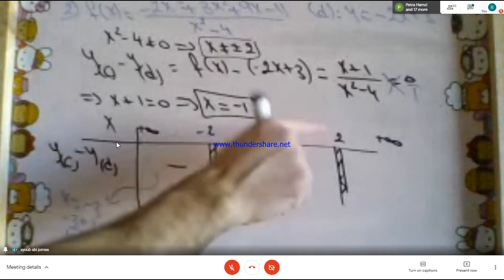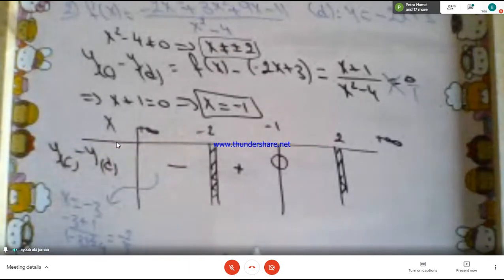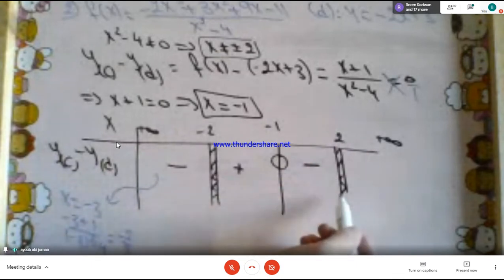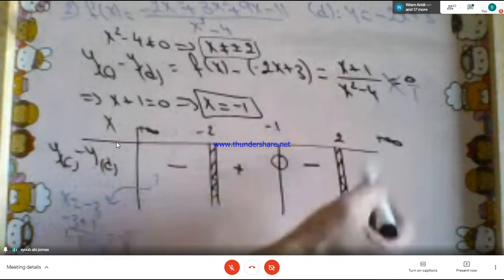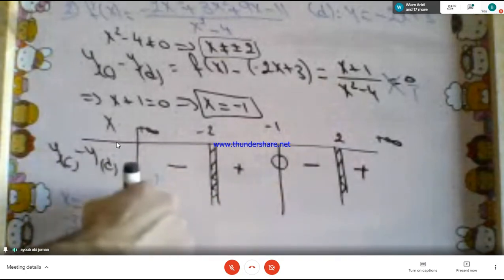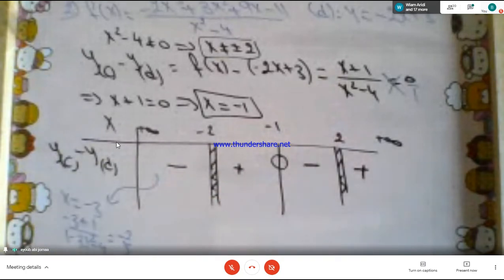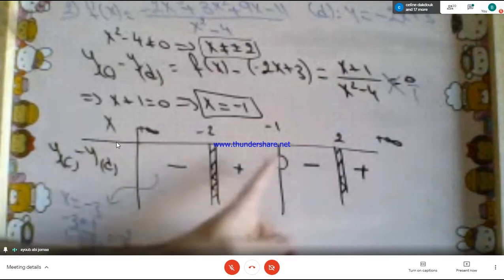Between negative 1 and 2, take 0, negative. Greater than 2, let's say 3. 3 plus 1 over 3 squared minus 4 will be positive. The same idea, the same way as I did here. Okay? Now, any questions about the signs?